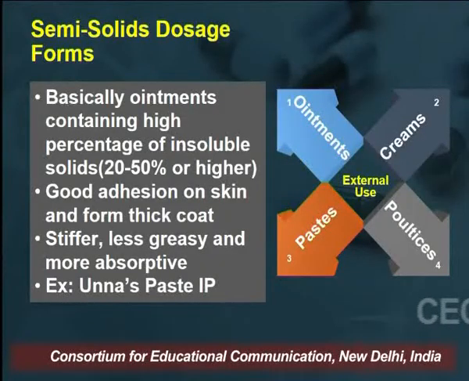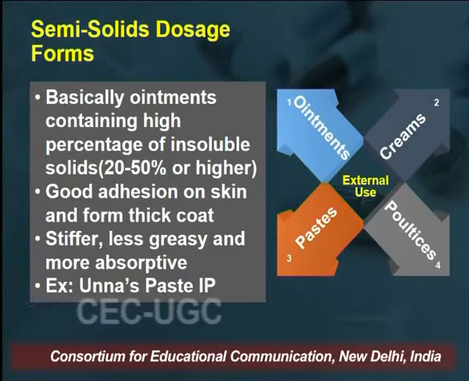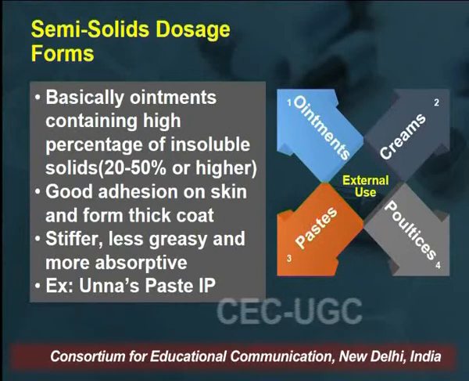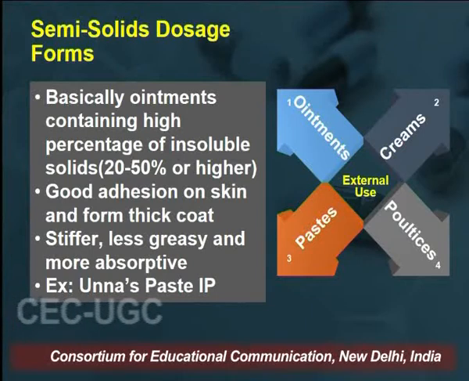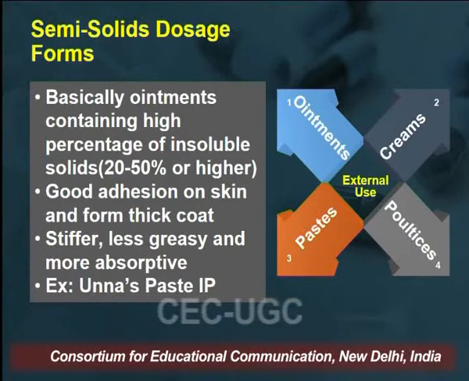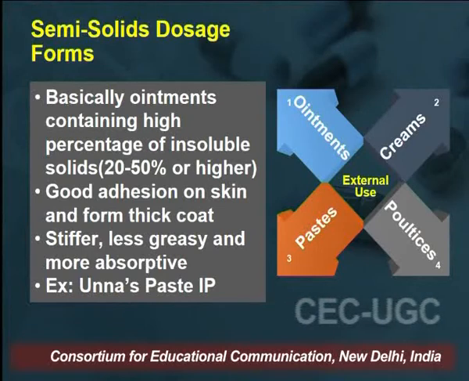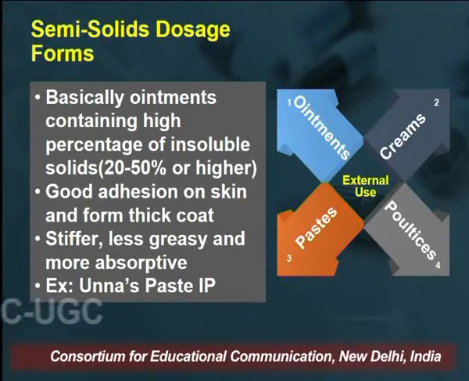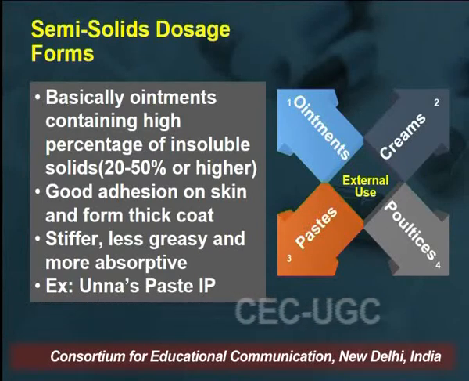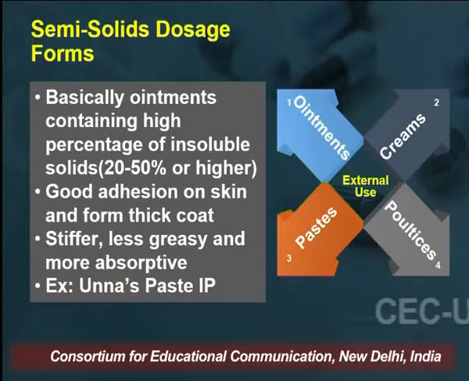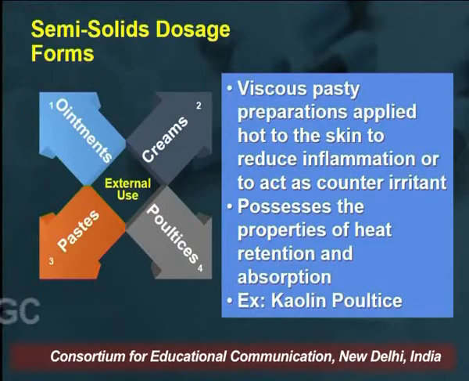Semi-solid dosage form meant for external use include pastes. Basically, they are ointments containing a high percentage of insoluble solids, generally 20 to 50% or higher. They have good adhesion on skin and they form a thick coat. They are generally stiffer, less greasy and more absorptive. Example, Unna's paste, official in Indian Pharmacopoeia.